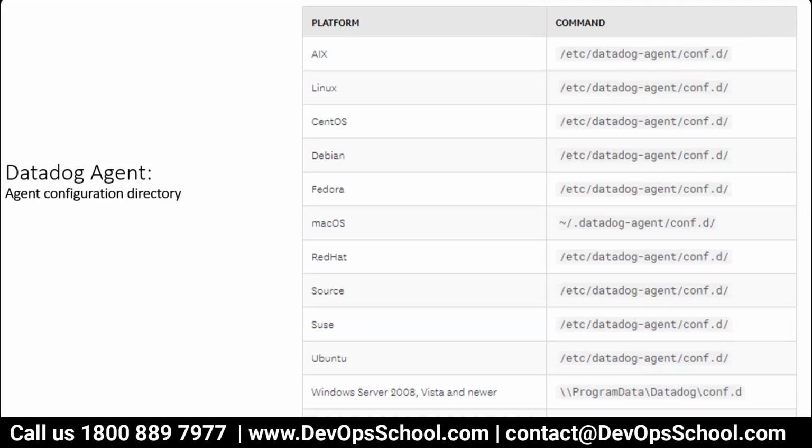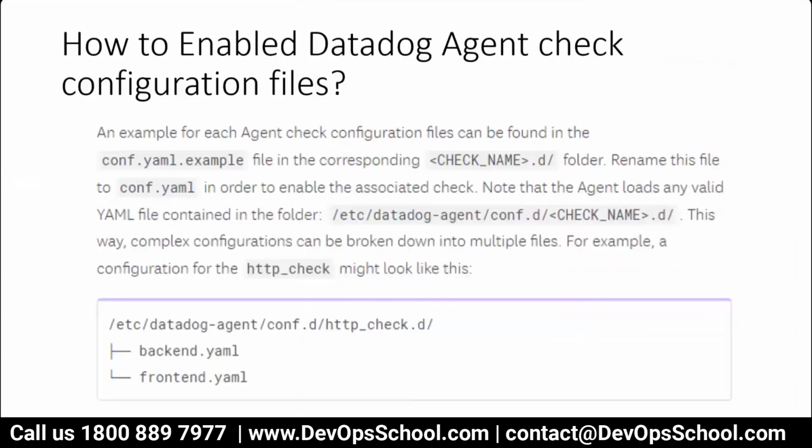Look at the Mac path and the Windows path, the last one under the programs data datadog conf.d. So remember this directory all the time when you want to integrate and gather the metrics which are not collected by the default agent, then you have to configure it here. And how are we going to do that? I'll show you that after. Just remember the path for the time being. Okay, so this is the path.